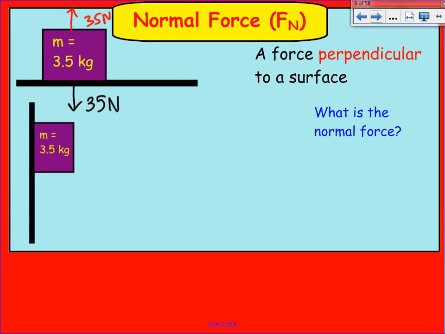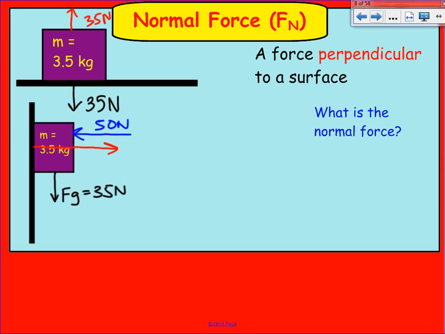Let's take a look at the second situation. The second situation still has a 3.5 kilogram block, and so it would still have a force of gravity of 35 newtons pulling it down. But notice in this example, the force normal is not acting vertically. The force normal is going to be from the wall pushing it out to the right. So in this case, the force normal is not going to be from gravity, but it's going to be from something that's holding it up. For example, let's say I was pushing the block against the wall with a force of 50 newtons.